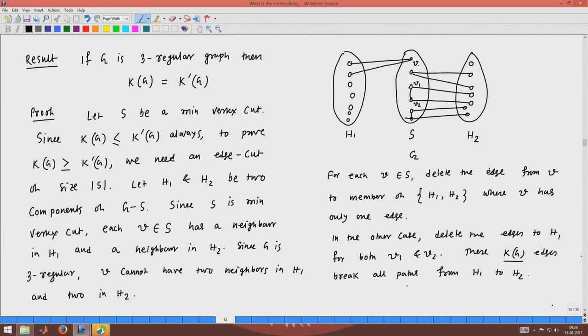So, what we have proved is that you start from a vertex cut of size kg, and then you construct an edge cut of size kg again. So, the edge connectivity is less than or equal to the vertex connectivity, right. So, finally, we proved, and the other case is always true, that edge connectivity is greater than or equal to the vertex connectivity. So, we proved that kg is equal to k prime g for a three regular graph.